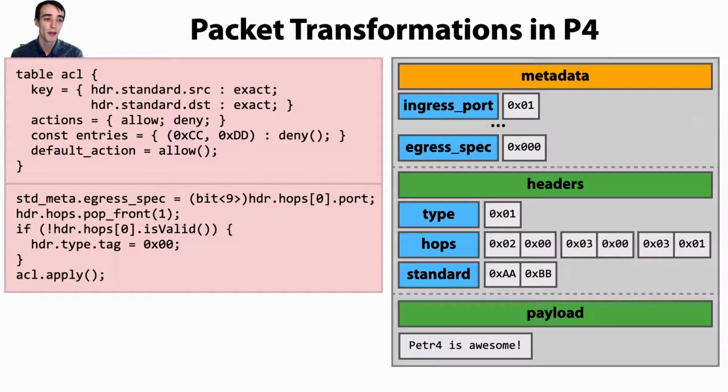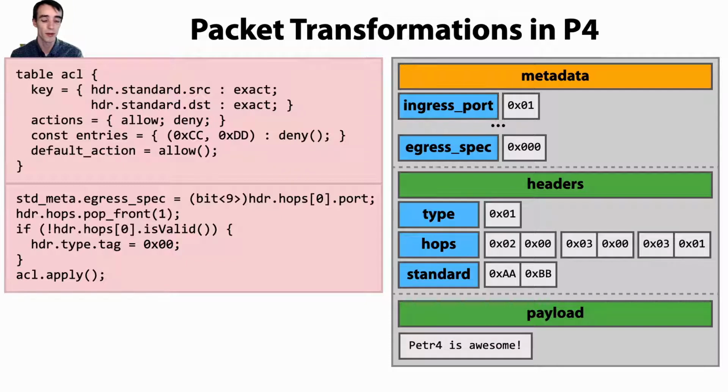For the business logic, we have an ACL table and then a little bit of code to implement source routing. The ACL table can look at the source and destination in the standard header, and it will deny the packet if the source is CC and the destination is DD. And otherwise, it won't do anything. It'll just allow the packet to continue on.